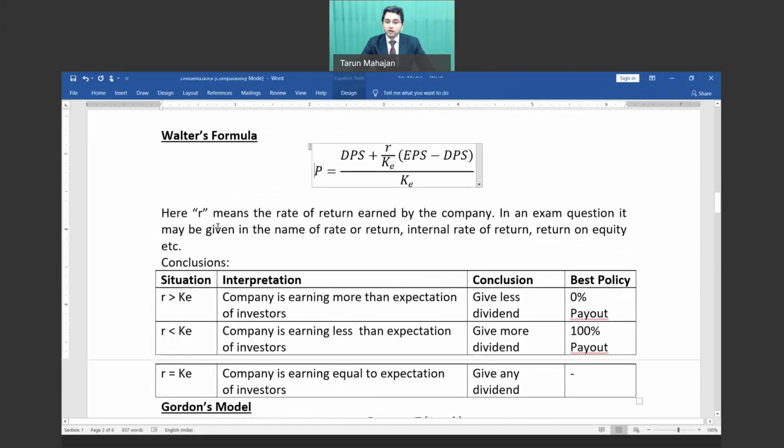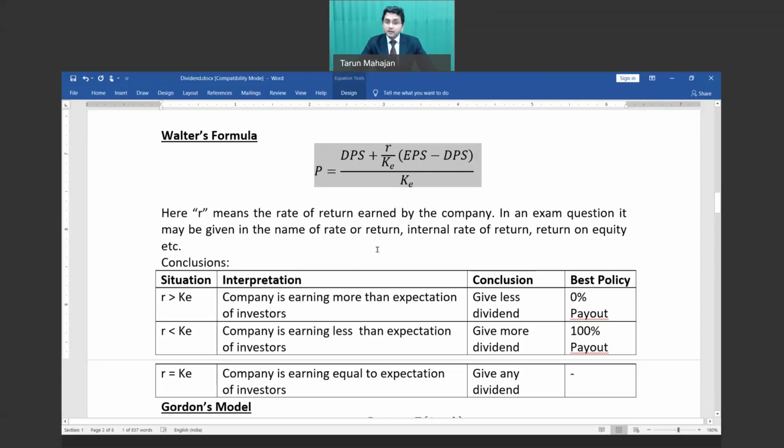Now, this is a wonderful formula to interpret. This formula says that P is equal to DPS plus R divided by K multiplied by EPS minus DPS, whole divided by cost of equity. Look at this formula. Primarily, it looks like DPS, dividend per share, is there in the formula. So if I change dividend per share, it will affect market price per share. If I increase DPS, market price per share will increase. If I reduce DPS, market price per share will reduce. But no, it's not the fact.